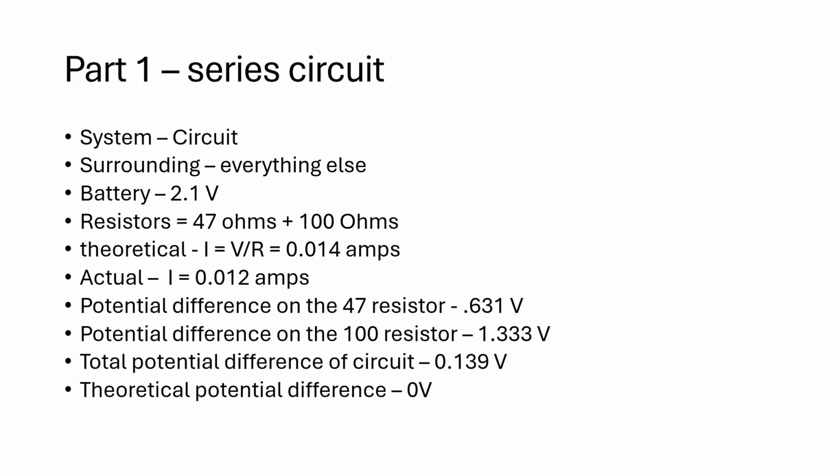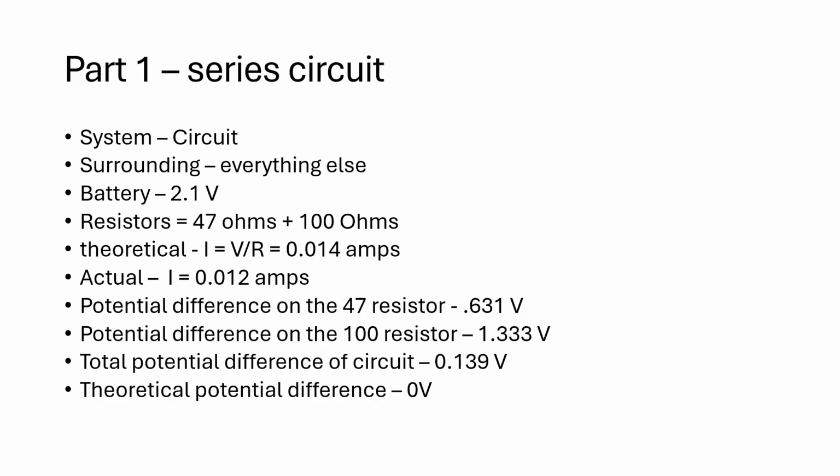I found that the battery had a voltage of 2.1 volts, which differs from the 3 volts that it was supposed to have. This is probably due to the fact that the battery was undercharged. The resistors were a 47 ohm resistor and a 100 ohm resistor in series, thus they could be added together to become a 147 ohm resistor.